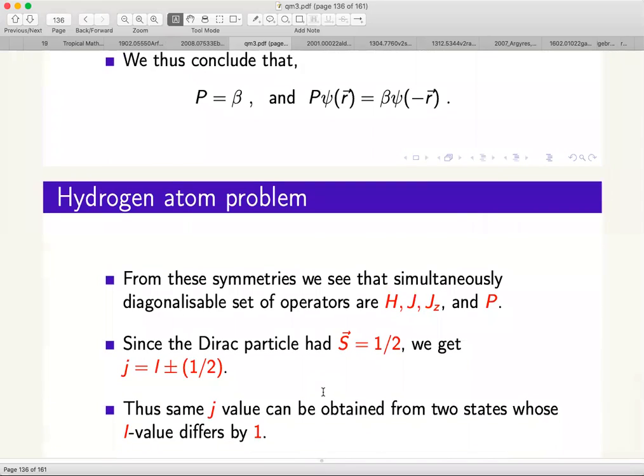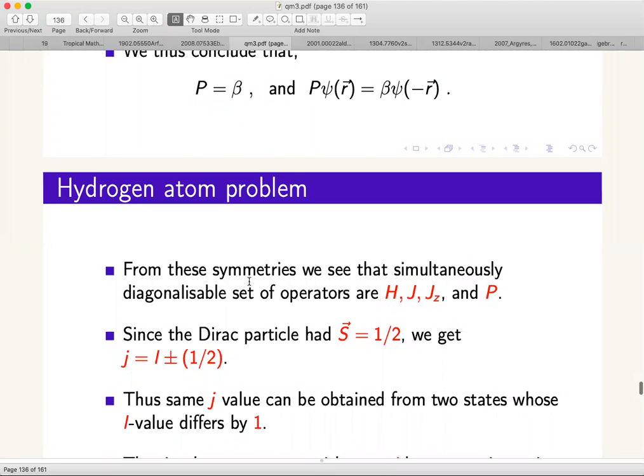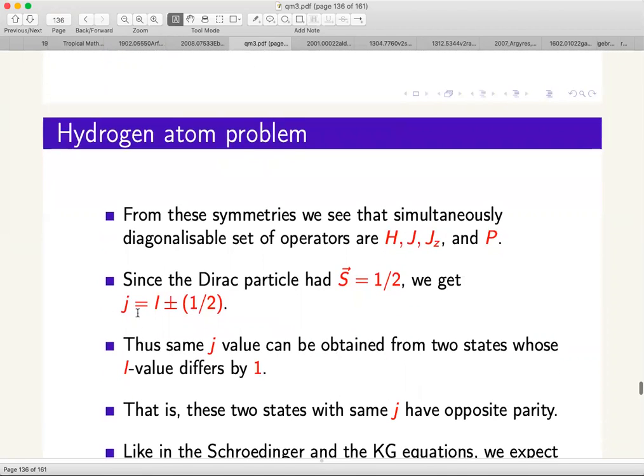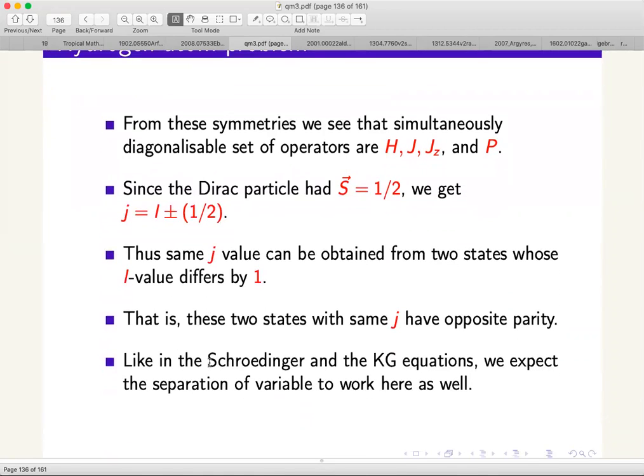As a result of all this, the simultaneously diagonalizable set of operators in this problem is the Hamiltonian itself, because energy is conserved, the total angular momentum J and its Z component, and parity. Since the Dirac particle has spin half, we get J equal to L plus or minus half. If you fix the J value, then there are two different L values which differ by 1, and therefore for a fixed J value you have states of opposite parity. This is something we had already seen.